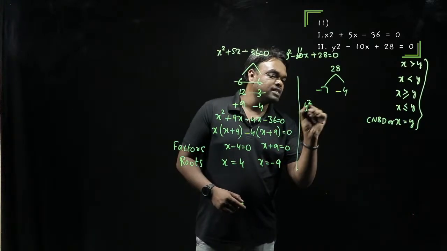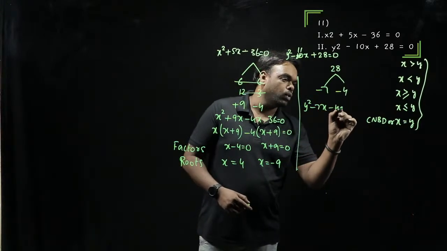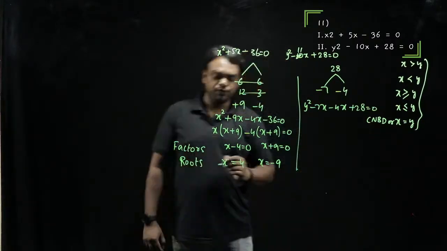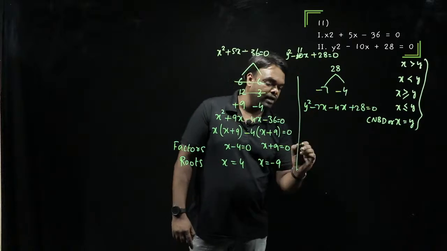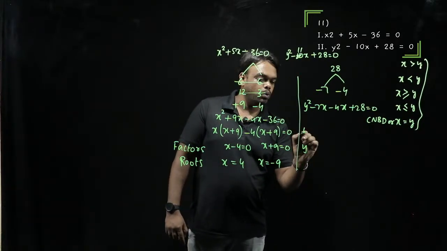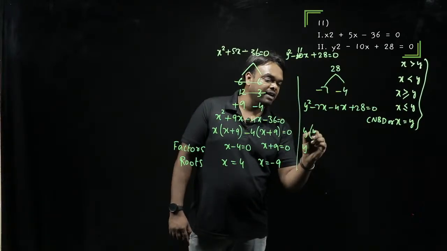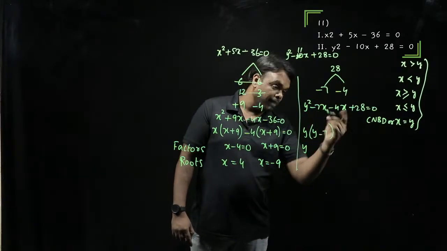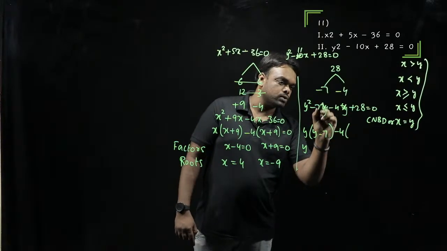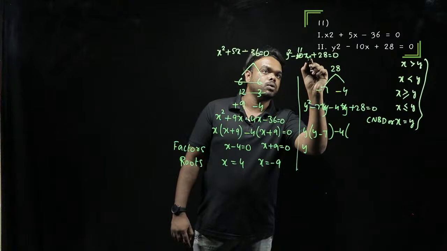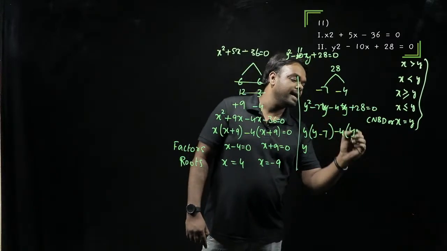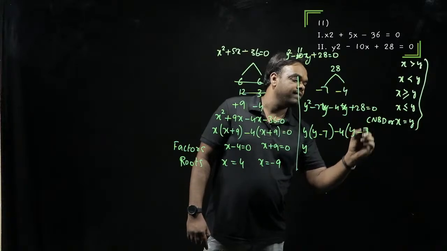y square minus 7y minus 4y plus 28 equal to 0. Now if we write the factors like this, what do we get? y common here, I'll be left with y minus 7. यहाँ पे minus 4 common ले लो, sorry, this is also y. यहाँ पे y बच गया minus again 7, that equal to 0.